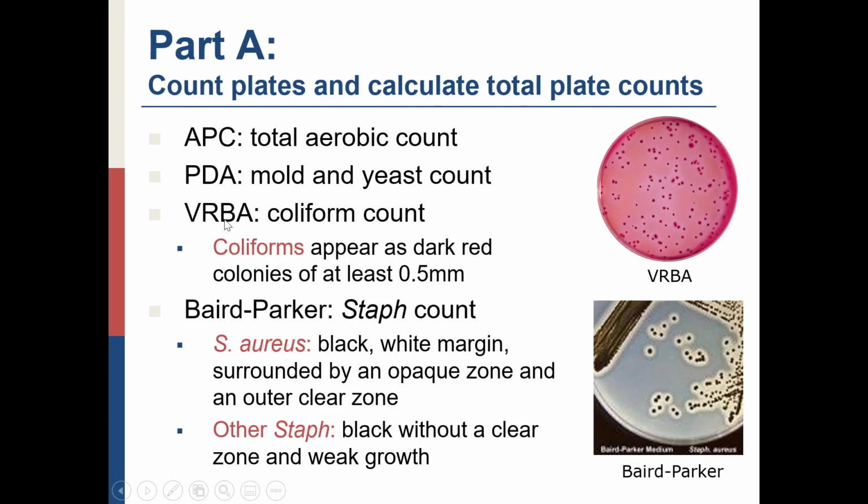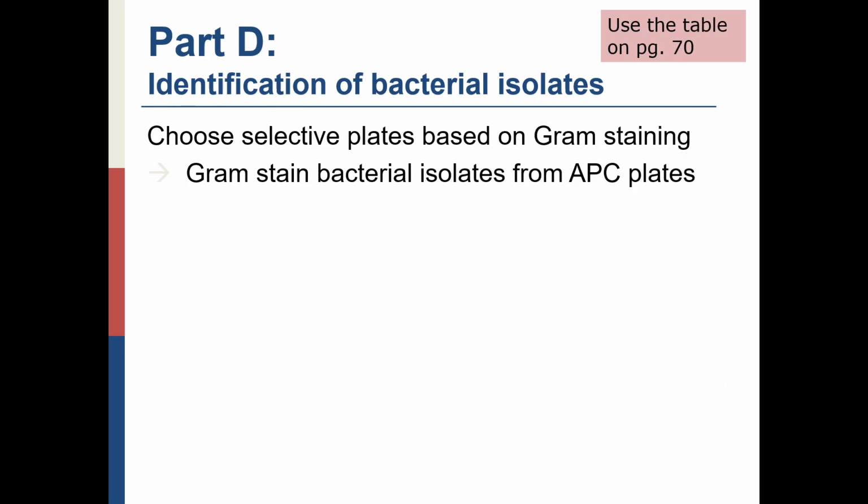So for VRBA, which is going to be your coliform count, coliforms are going to appear as dark red colonies of at least 0.5 millimeters. And then for Baird-Parker, this is going to be for your staph. Your Staph aureus is going to be black with a white margin around it, kind of like a halo. Other staph are going to be black without this clear zone, and they're going to have a smaller amount of growth. So it's going to be selective for Staph aureus. It's going to allow for that one to grow the best. Okay.